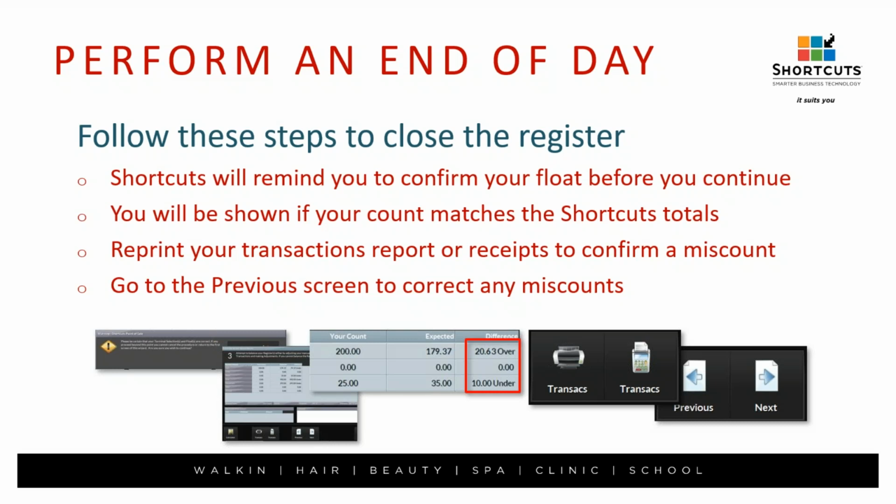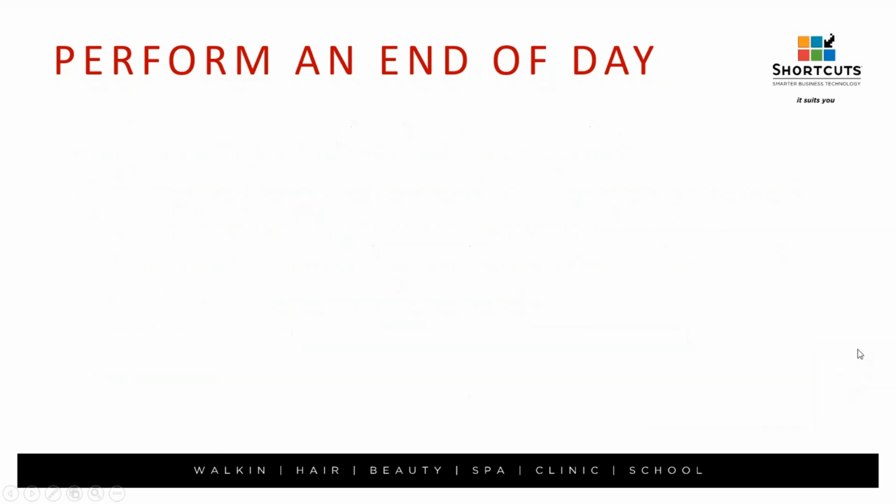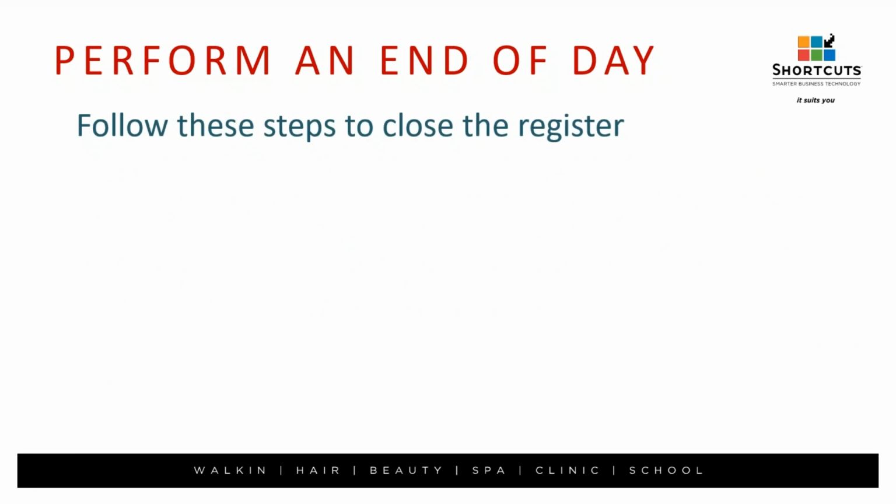If you're over or under for any amount, you can tell Shortcuts, show me my transaction history or print me my receipts so I can double check that everything is correct. And then make your adjustments. So you do actually have the ability to go forwards and backwards, making those adjustments.